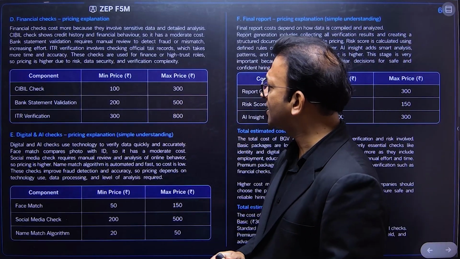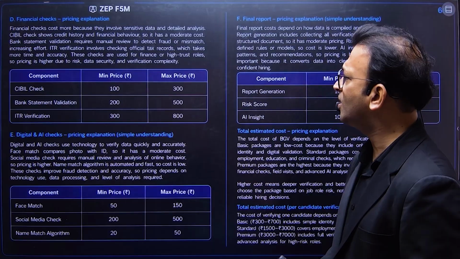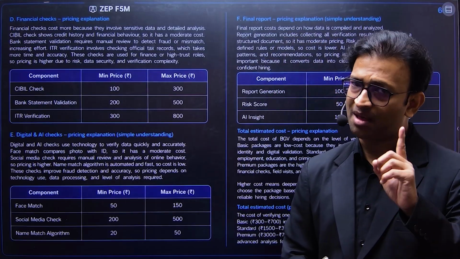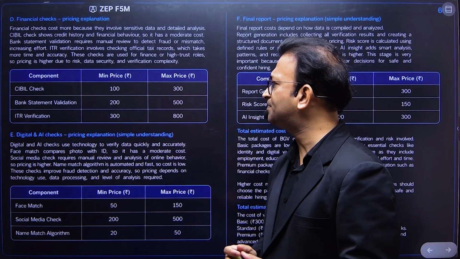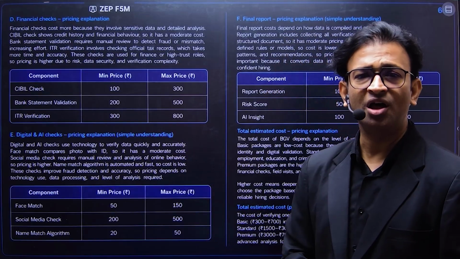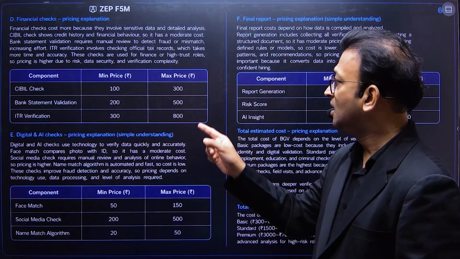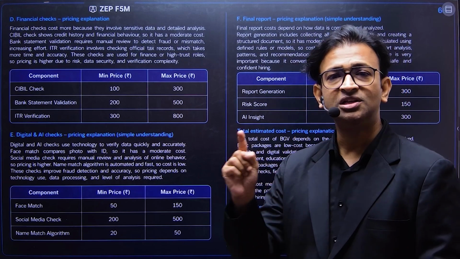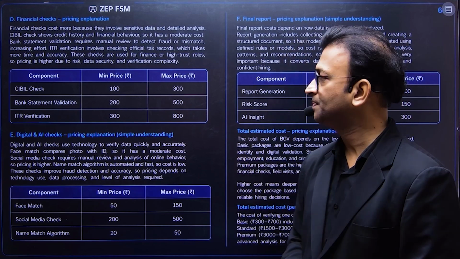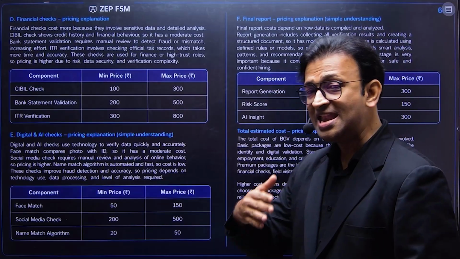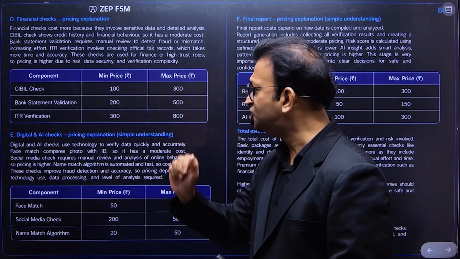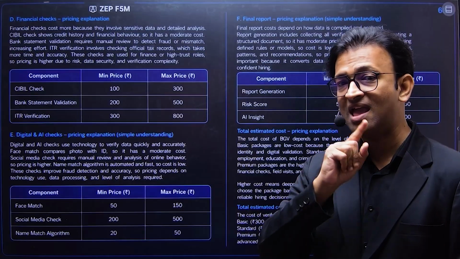Now, CIBIL check in the range of 100 to 300. One more time, it depends on the volume of the checks that the company receives. Bank statement validation in the range of 200 to 500 rupees. ITR tax verification in the range of 300 to 800 rupees. Moving on to the next check and comparing the price range, which is digital and online AI checks.